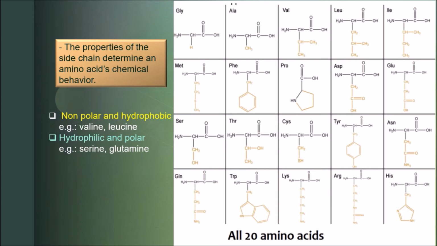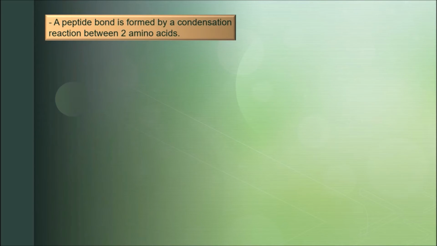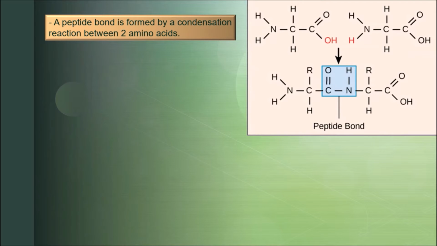Now, let us see how the amino acids are actually connected together in a polypeptide chain. Two amino acids undergo a condensation reaction and form a covalent bond known as a peptide bond. Here, a water molecule is released. Therefore, this reaction is also called dehydration synthesis. This water molecule is formed by the hydroxyl group in the carboxyl group of one amino acid and the hydrogen atom of the amino group of the other amino acid.